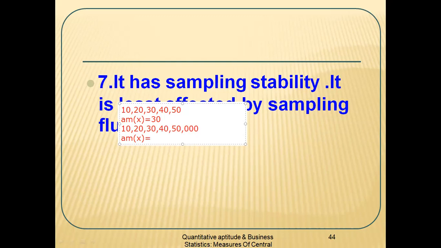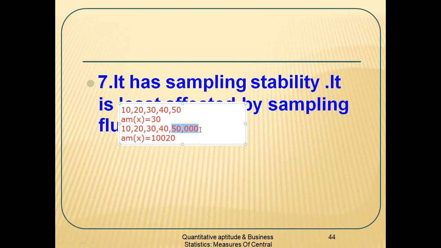So divided by the number of observations, that is 10,020. If you compare one observation with another observation, there is slight variation. But when I compare 40 or 30 or 20 or 10 with 50,000, the variation is very high. This number 50,000 is considered an out of boundary figure, also called an abnormal figure, or an extreme value.